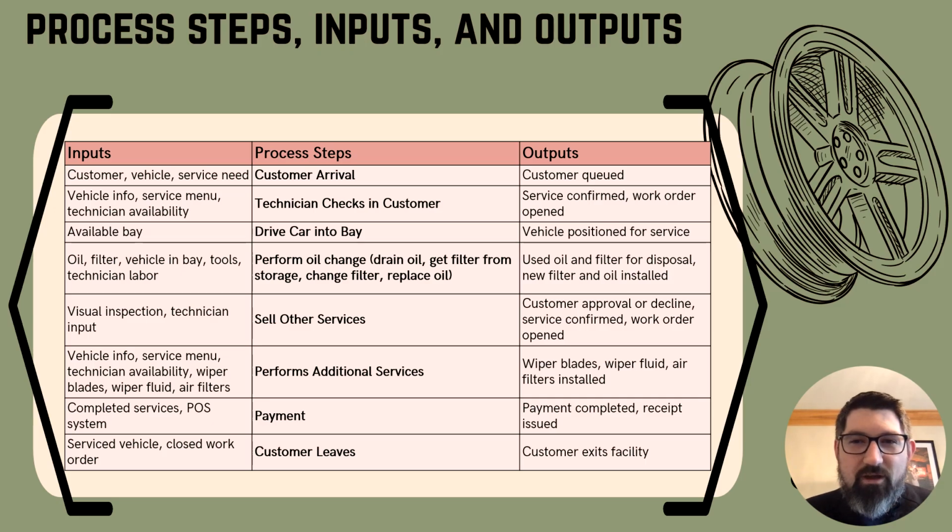I'll get us started by walking through the process steps, inputs, and outputs. You'll see there are a variety of labor as well as material inputs throughout the process, and it all begins with customer arrival, where a customer brings their vehicle to a business and is queued in a line. A technician then checks them in for their desired service and a work order is opened. Once a bay is available, the customer drives into the bay and positions it for the service.